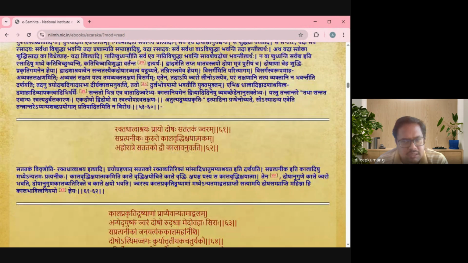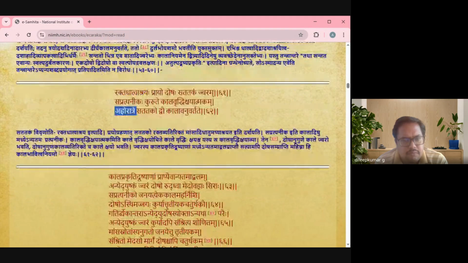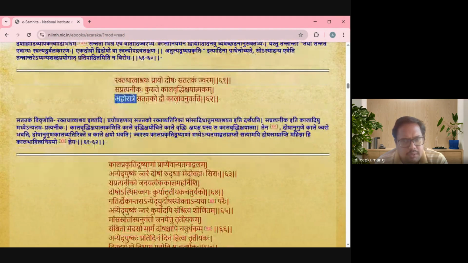Next is Satata Jwara or Satataka Jwara. So here the Rakta dhatu will be involved in Satataka Jwara. Here there will be fever in day and night one time. Satataka Jwara.